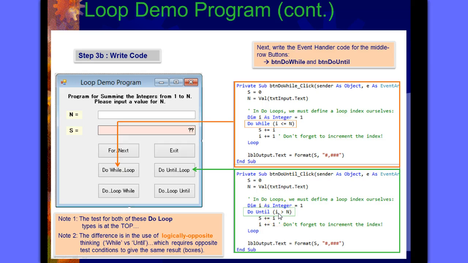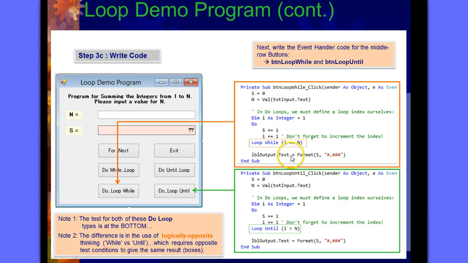But again, we want to stop when I gets greater than n. Here we wrote, do it while I is less than or equal to n. Let's see, what does he say? Note, for both of these do loop types, the test is at the top, so here and here, but this one is while and this one is until. The difference is the use of logically opposite thinking, while versus until, which requires opposite test conditions to give the same result. Right? So we get opposite test conditions.